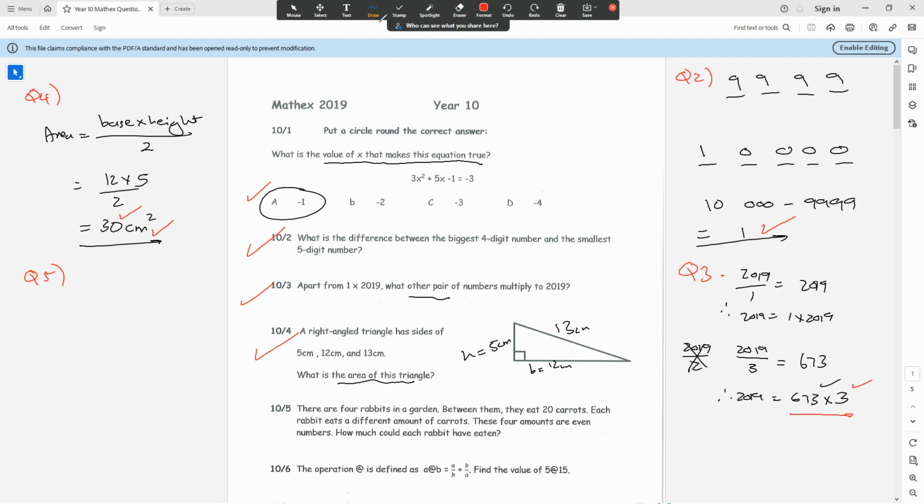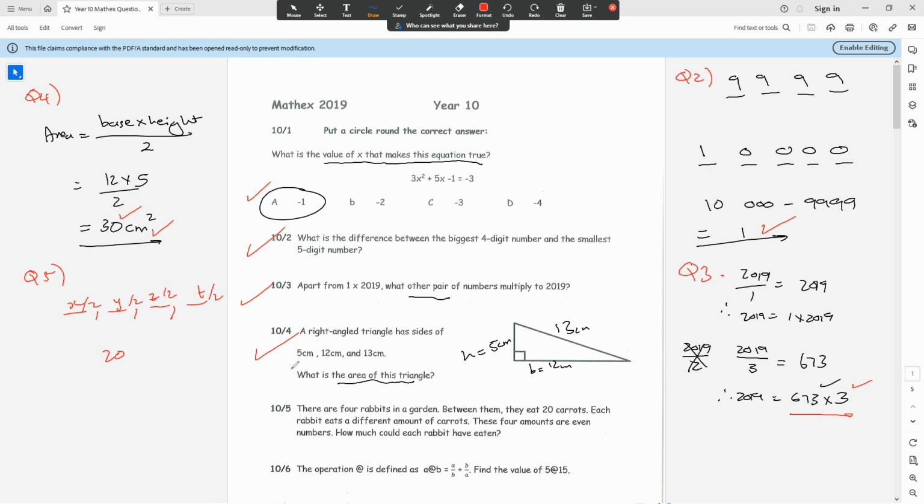Question 5. There are 4 rabbits in a garden. Between them, they eat 20 carrots. Each rabbit eats a different amount of carrots. So this could be X, Y, Z, and let's say 2. These 4 amounts are even numbers, so you can divide them by 2.